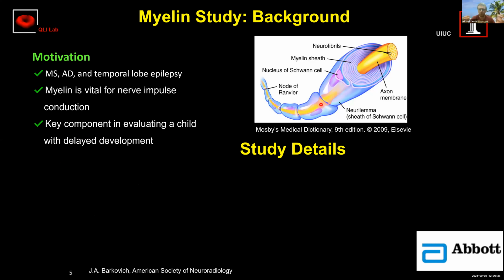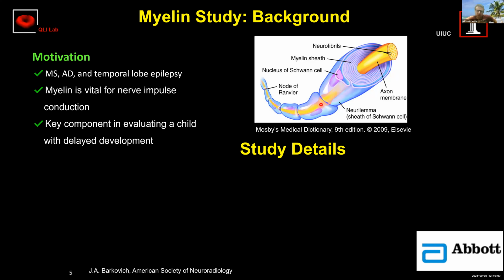All right, why are we interested in myelin? What's the point? What's the motivation? Well, myelin deficiencies, unfortunately, are related with serious cognitive difficulties such as MS, Alzheimer's, temporal lobe epilepsy. The myelin sheaths that surround the axon are obviously vital for nerve conduction, or impulse conduction. And it's a key component in evaluating the cognitive deficiencies that plague certain child developments.